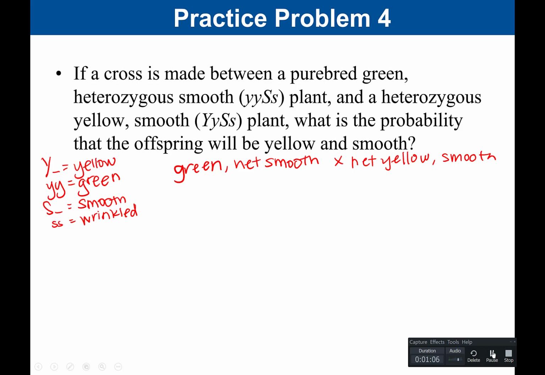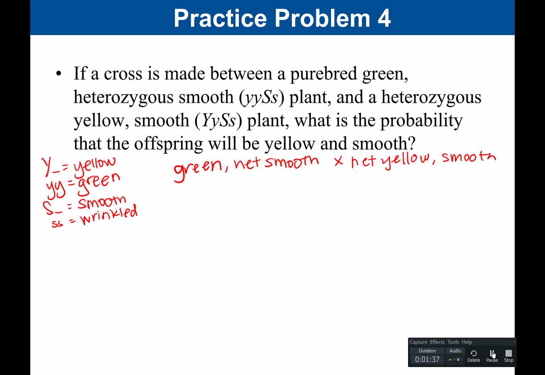So I wrote, well, big Y something is yellow. And what that little line means is that big Y can be yellow, or big Y can be yellow. So that just means any second allele. Green has to be little y because it is recessive. Big S something is smooth. Little s is wrinkled.